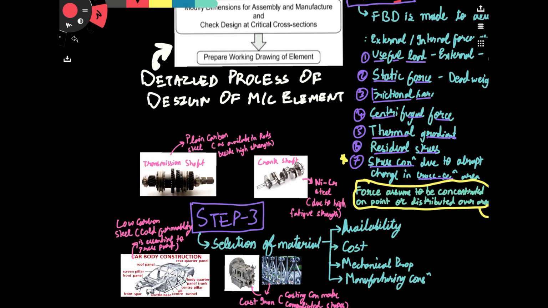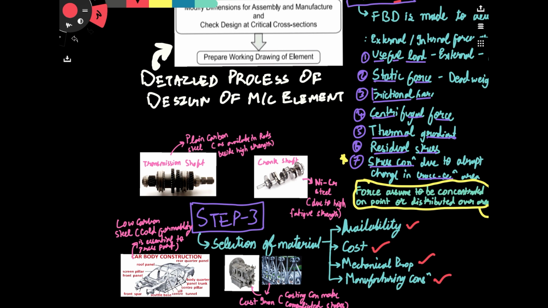So these are the four criteria. Four basic criteria, which involve the availability, the cost, the mechanical properties, and manufacturing considerations. Availability means the material is available nearby only. So in that way, it's very easy for the manufacturing person, whosoever is going to manufacture it. It will be very easy for them.